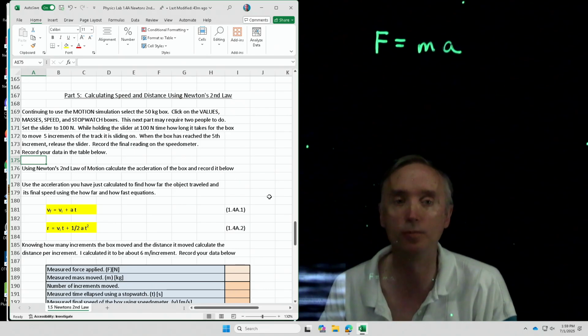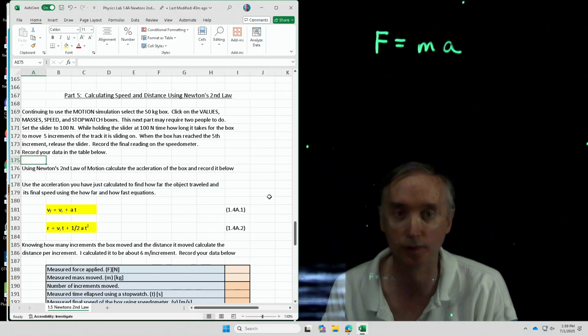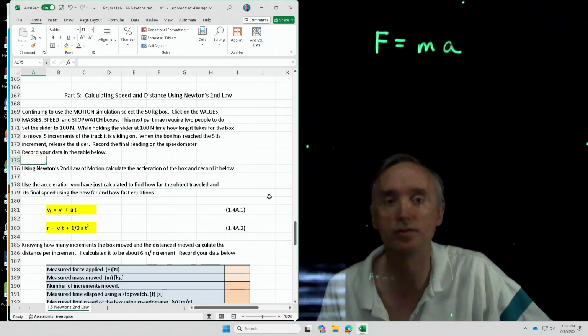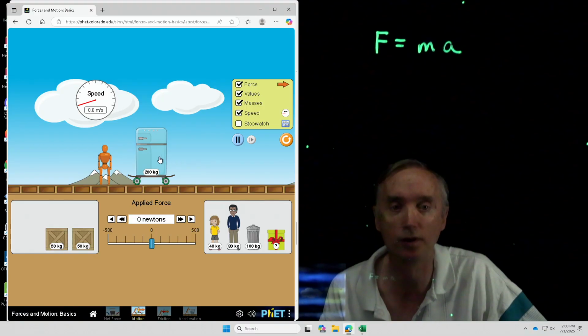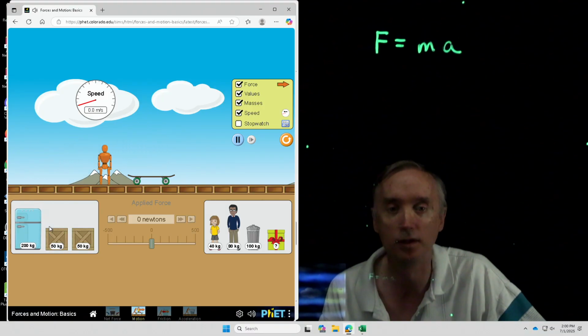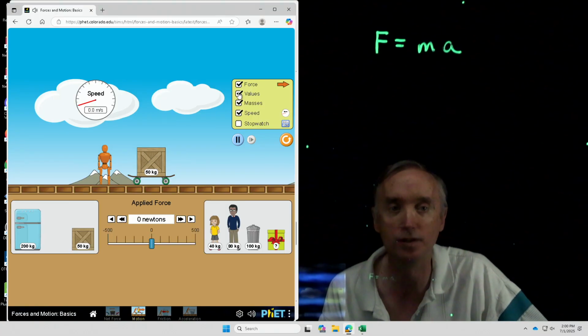Okay, we're now ready to do part 5, calculating the speed and distance using Newton's second law. So we're going to continue to use the motion simulator, and we're going to select a 50 kilogram box. So we're going to get rid of the refrigerator, and then we need to put on the 50 kilogram box. We're going to need all of this stuff activated, including a stopwatch.